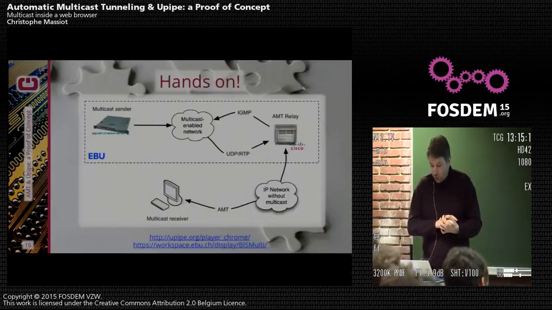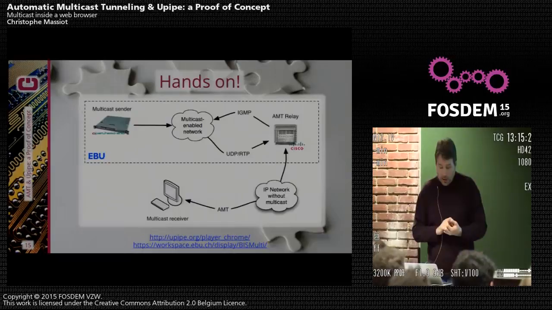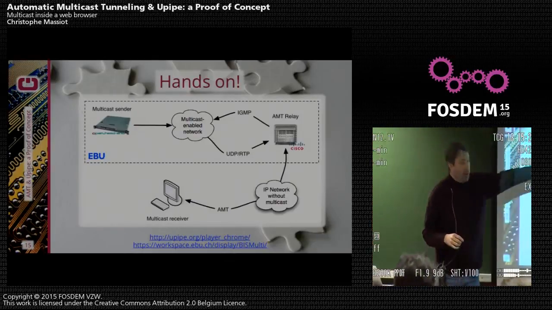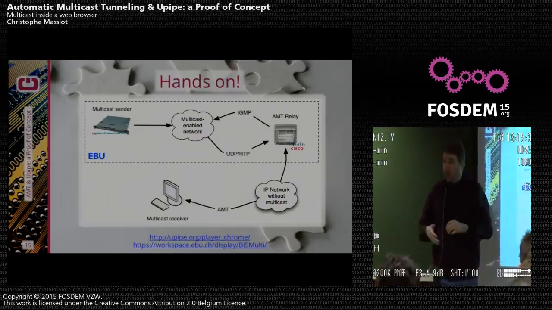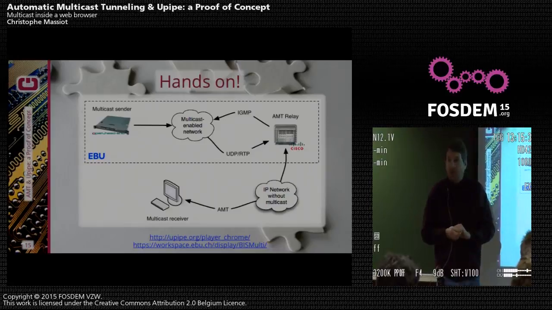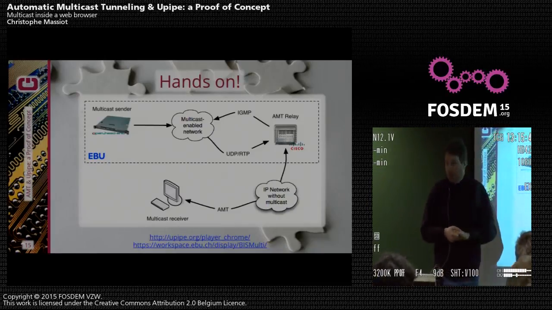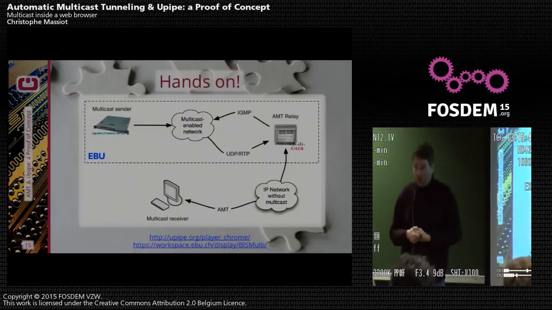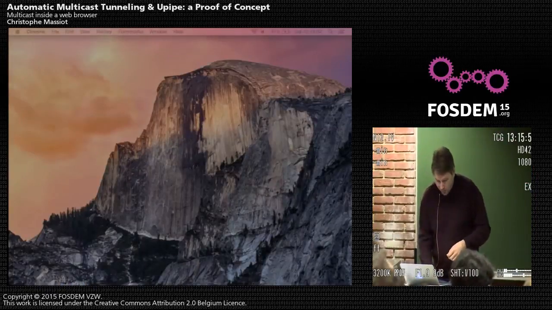So I'll switch to the demonstration. To explain what I'll be running here: we have at the EBU in Switzerland a streamer that sends a multicast stream to a multicast-enabled network. That's the internal multicast network of the EBU. And there is a Cisco relay that acts as an AMT relay. Here I have my PC that will talk to the relay, ask for the multicast address that's coming from outside of this server, and display it. It worked 1 hour ago, so probably it won't work today.